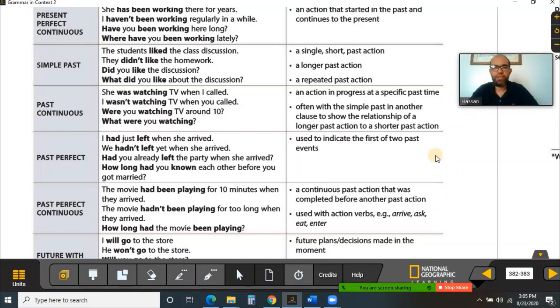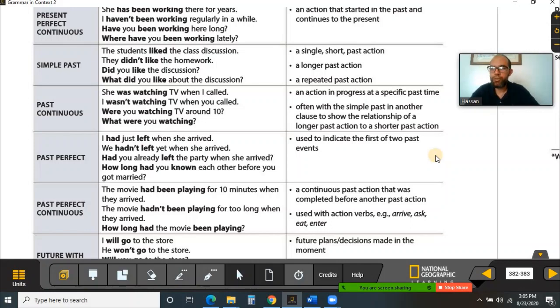I was taking a shower is the long action. When you called is the short action, which is in the simple past. Okay. Another example to make it clearer. The lights went out when we were watching a soccer game.